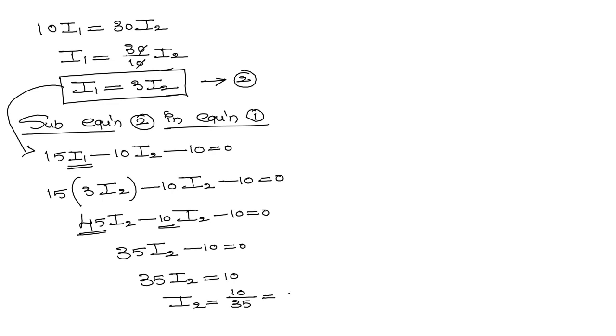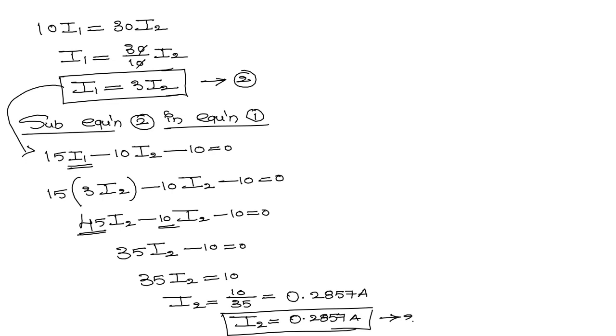So you will get 0.2857 amperes. Clear? So I2 is equal to 0.2857 ampere. Okay, now assume this is equation number 3. Now the I2 value 0.2857 is clear, but we don't know the value of I1, because equation number 2 is I1, but in terms of I2. That is the reason why we need to substitute equation 3 in equation number 2.